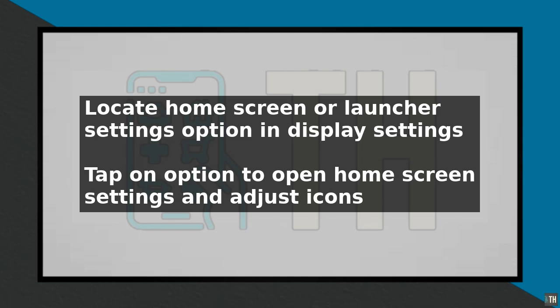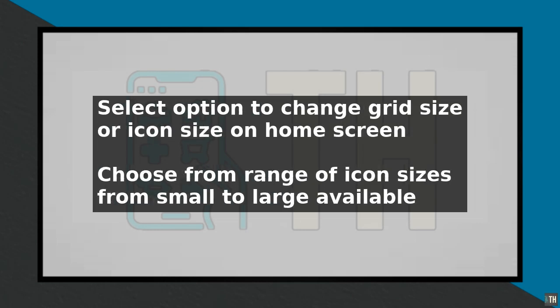You can usually choose from a range of different icon sizes, from small to large. Select the size that you prefer, and the icons on your home screen will be adjusted accordingly. You can also adjust the grid size, which determines how many icons can fit on the screen at one time.